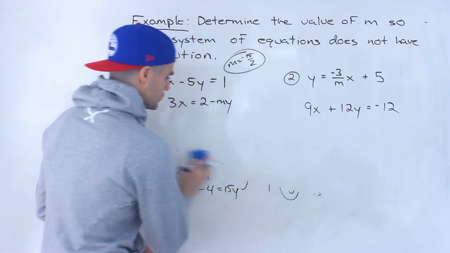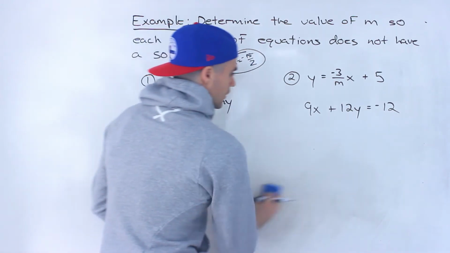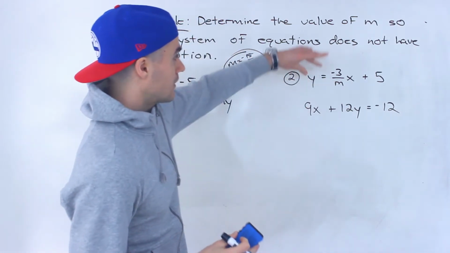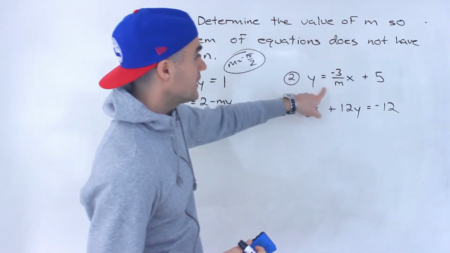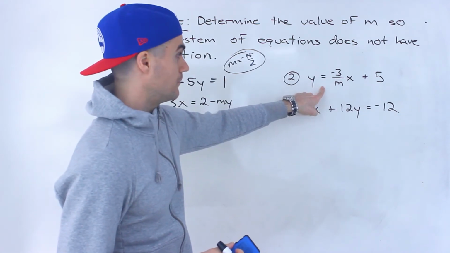Now with number 2, notice that here, this line is already in y equals mx plus b form.